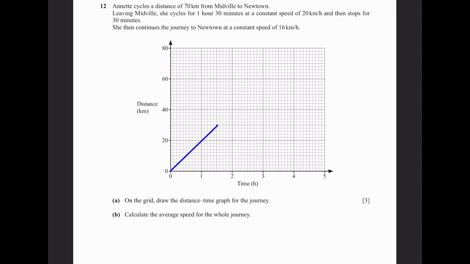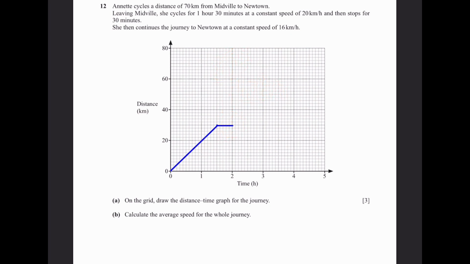Next, she stops for 30 minutes, so it's stagnant for 30 minutes. Next, she is continuing to Newtown at a speed of 16 kilometers an hour. So the total distance is 70 kilometers. That means there are 40 kilometers left between her point right now and the destination.